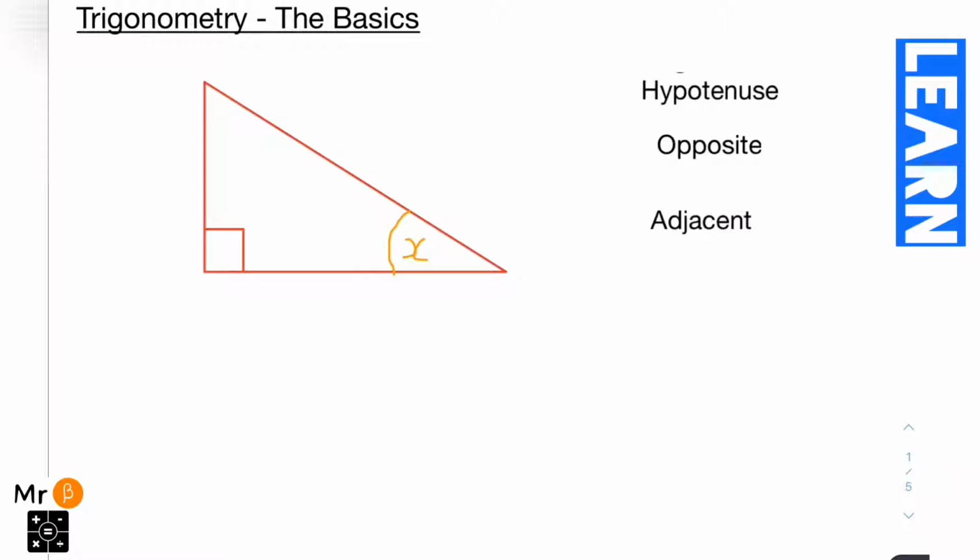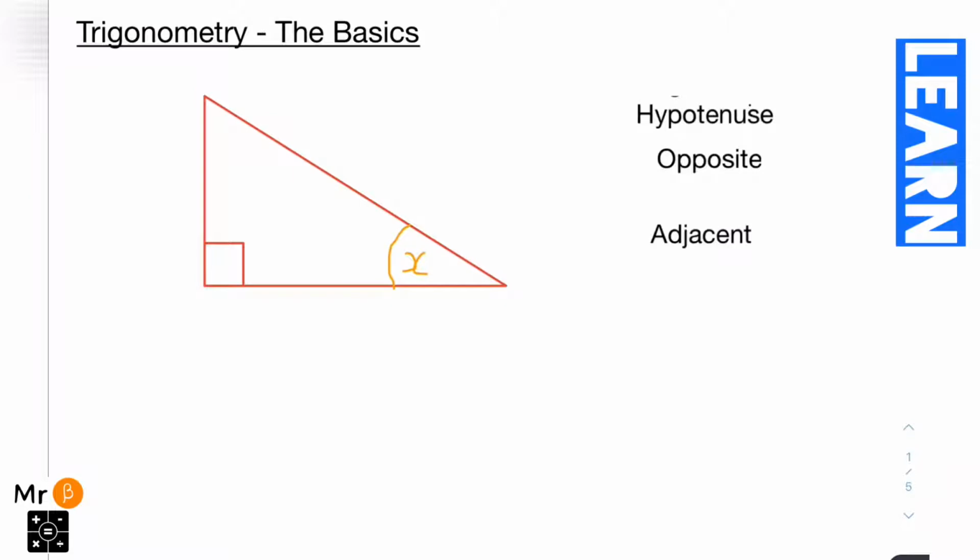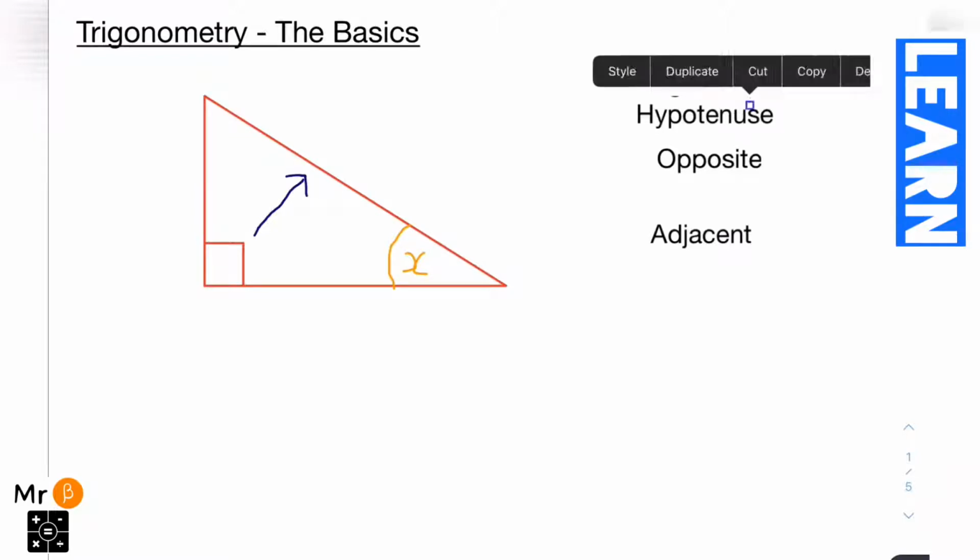So to begin with, the first basic you need is to be able to label up your triangle. You have three different sides: the hypotenuse, the opposite, and the adjacent. So we're going to start off with the hypotenuse. This one is always the longest side in your triangle, and it's always opposite the right angle. So this one is our hypotenuse.